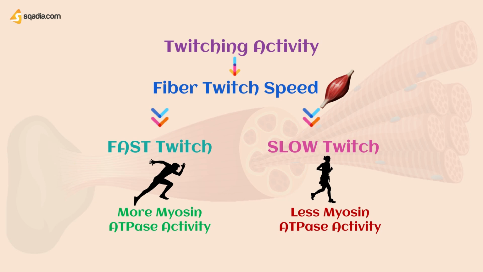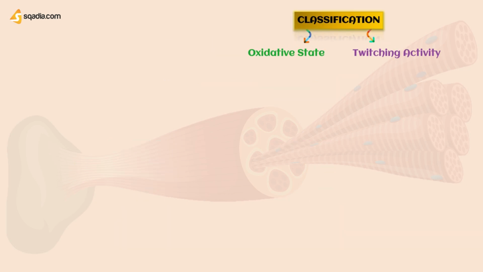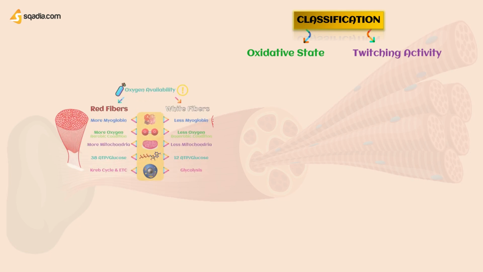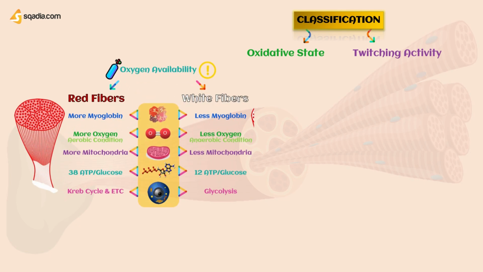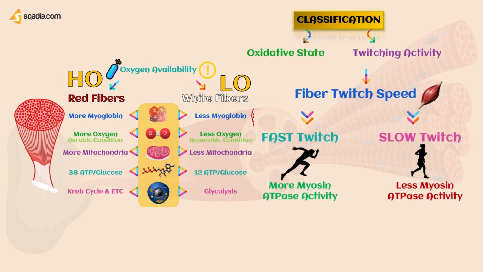Let us draw the whole picture now. These are the muscle fibers. Their parent classification will be: firstly, oxidative, so red fibers that are highly oxidative, so let us put H and O here. White fibers are low oxidative, so let us put L and O here. Then twitching. Fast twitch represented with F and T. And slow twitch represented with S and T.